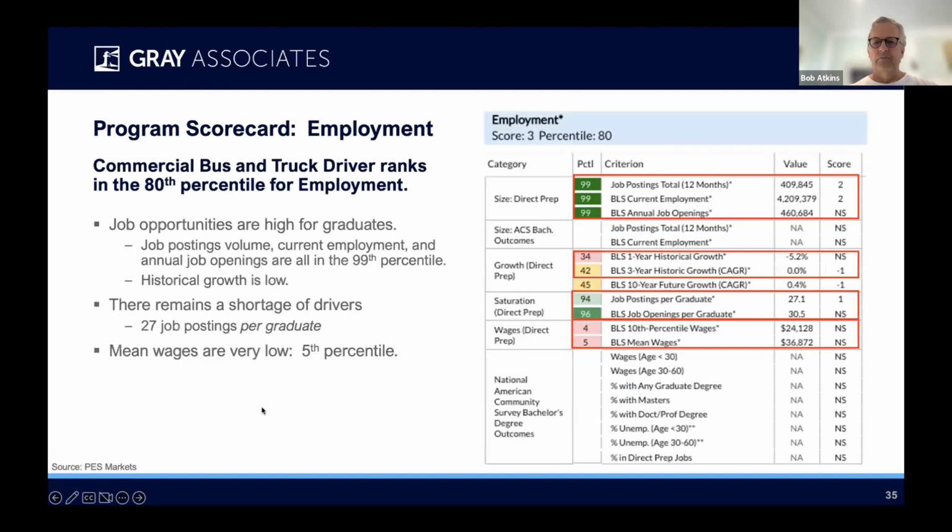Now we get to the problem. There are good wages and a large number of jobs here. What we're looking at is over 400,000 job postings and 4.2 million people employed. Job postings and BLS job openings are fairly close. BLS runs a survey to ask how many jobs you have available of a given type. Very similar to job postings this particular month, 460,000 of those out there. That's a lot. That's 99th percentile in all three of those metrics.